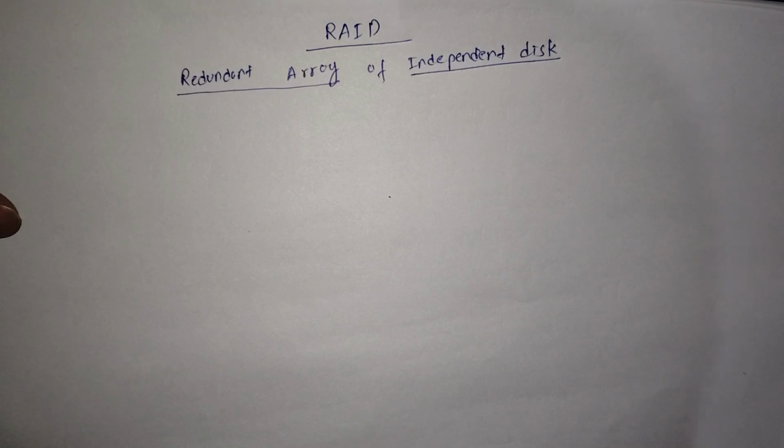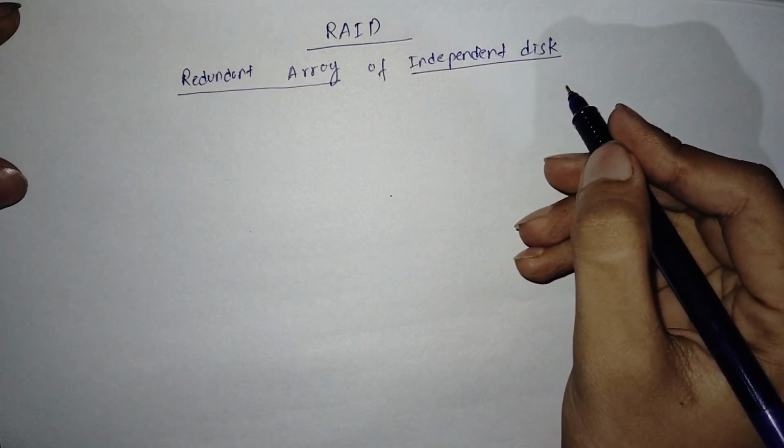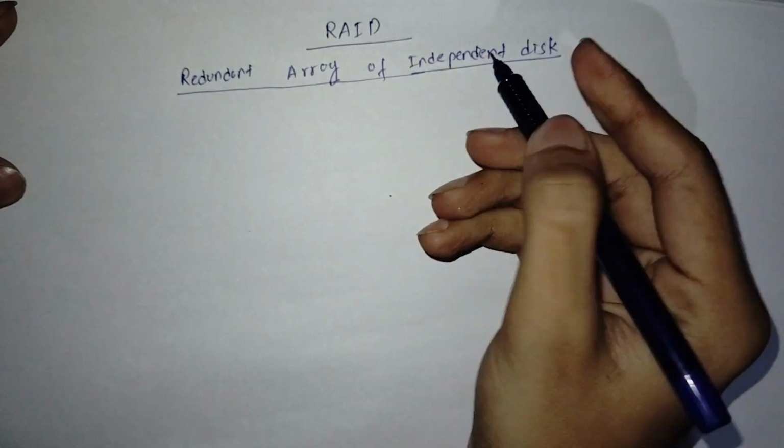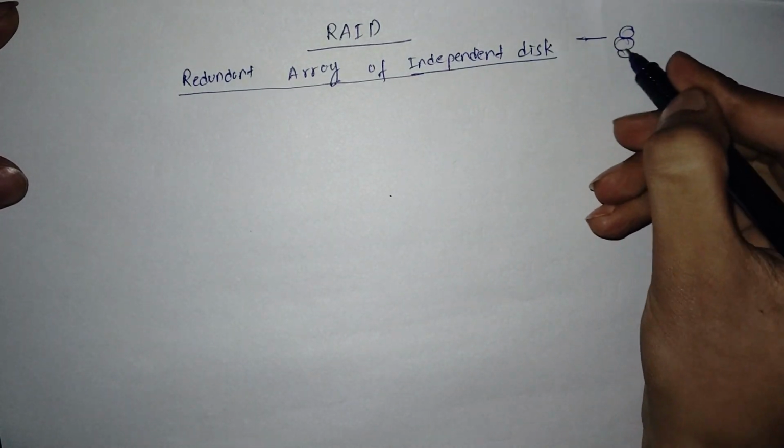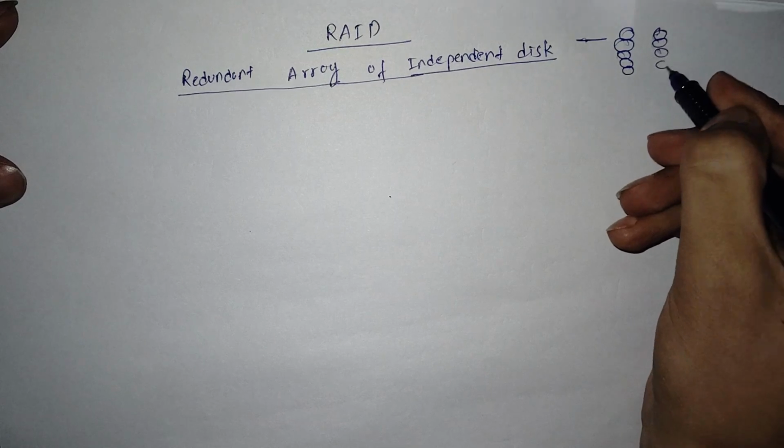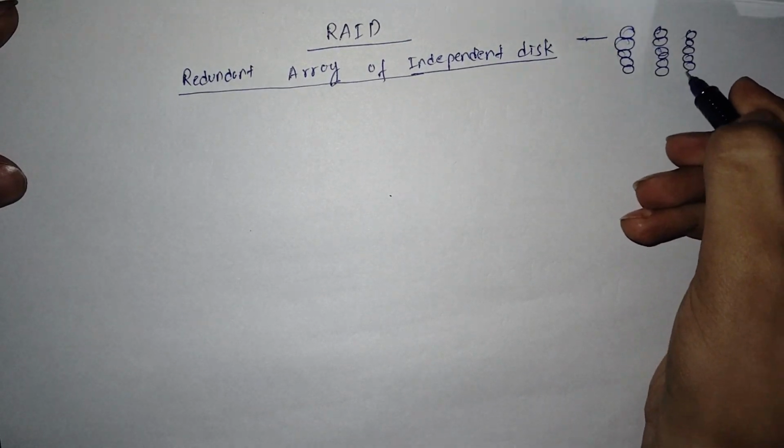So today's topic is RAID, redundant array of independent disks. As its name suggests, it has a series of disks. Let's suppose we have 2 disks or 3 disks. They are all independent of each other.